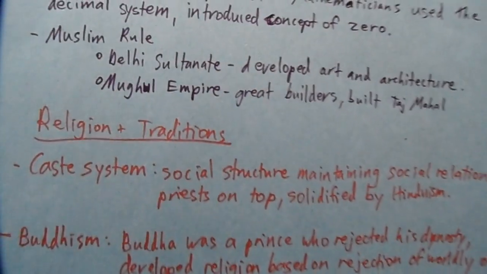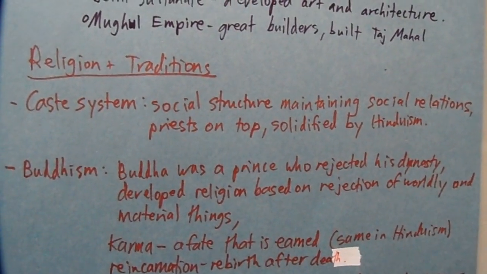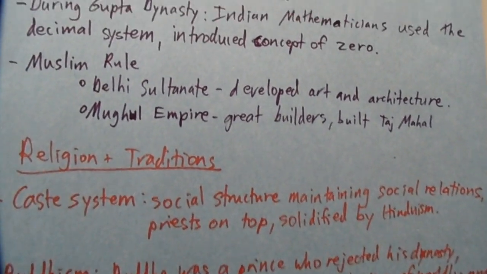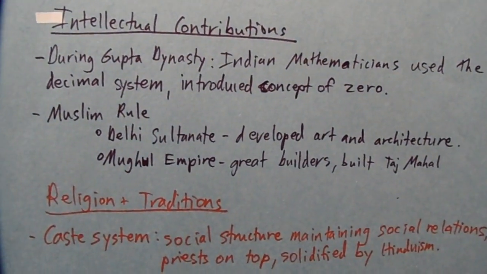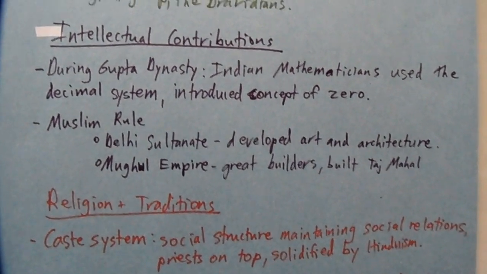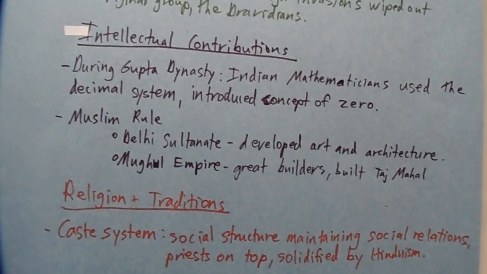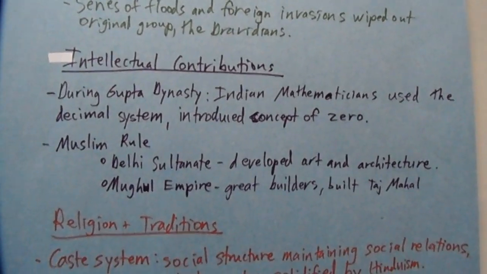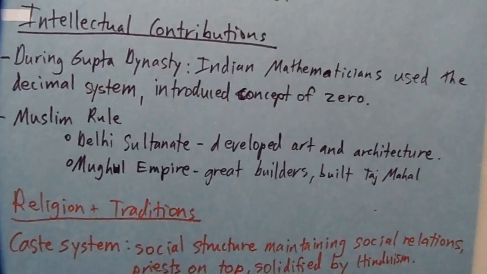And then we have religious traditions. The caste system, social structure maintaining the social relations with the priests on top solidified by Hinduism. So how did this come into play? This is actually a question on the CSET practice test from the CSET website. And these are the most reliable questions that you can count on to know what the test will be like. Some of the practice tests from the Cliff's Notes or Barron's or Kaplan's books, they ask crazy questions that are not even close to the material on the test sometimes. So you have to be really careful about that.